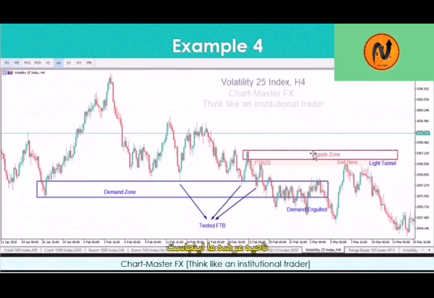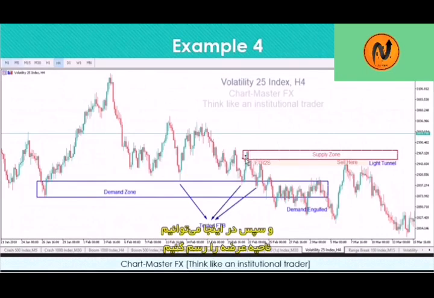So we have our supply here, guys, and you can see that this demand was tested multiple times. We have this first visit, we have this second visit, we have this third visit. So we can see that the condition of visits to demand has been met. Once we see that, we wait for the price to actually create a supply zone to the upside. So here we draw our supply zone.